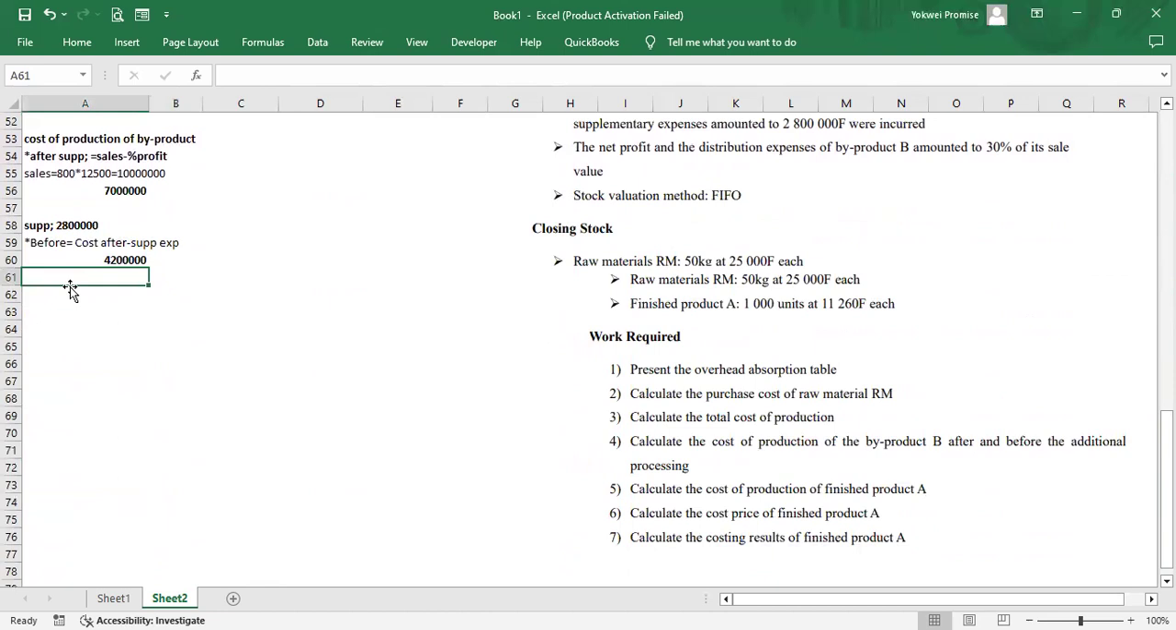So we have the calculation of our production cost of finished product. No, finished product A. That's what they're asking. Finished product A. Okay, sorry. Yes, finished product A.